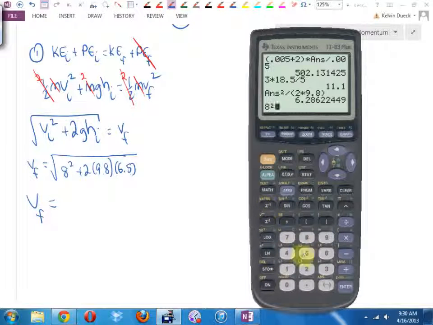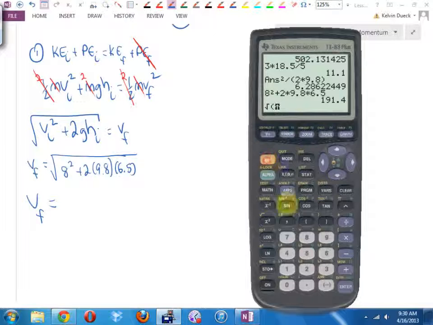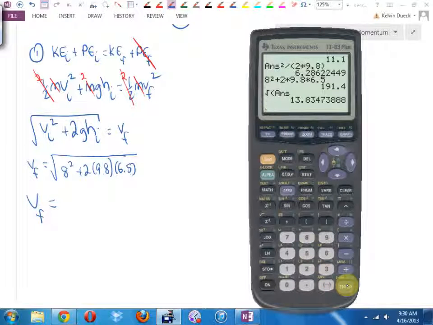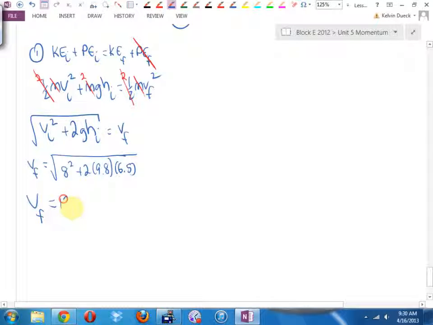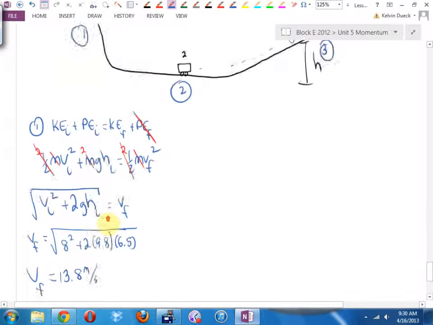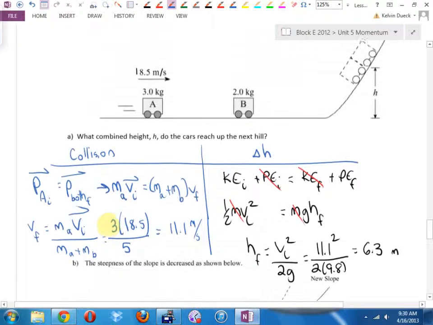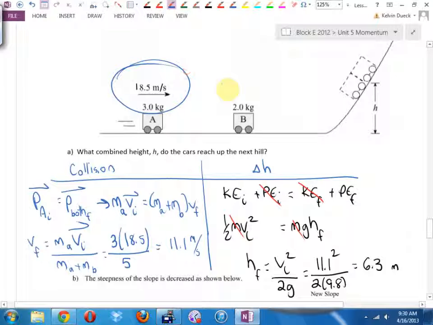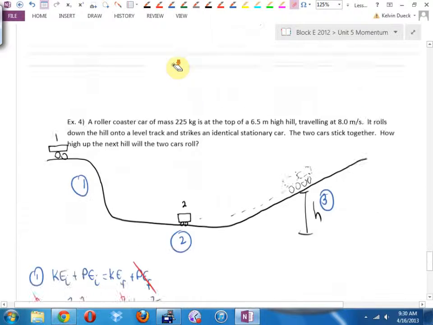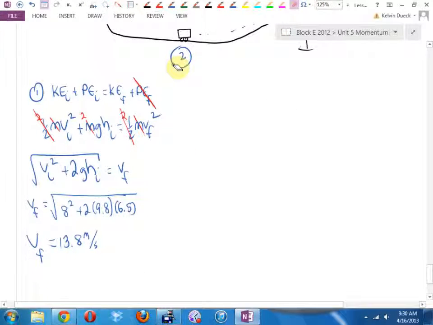8 squared plus 2 times 9.8 times 6.5, square root: 13.8347. I'll write 13.8, but I'm going to keep that number on my calculator. Now, Hakeem, what I've done is turn it into this question, because now I know that velocity right there. How fast is it traveling before it hits? 13.8.